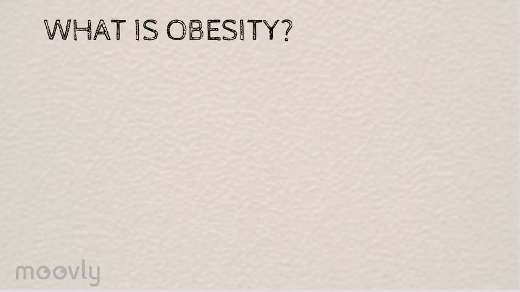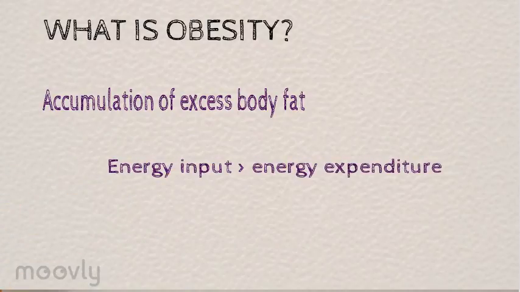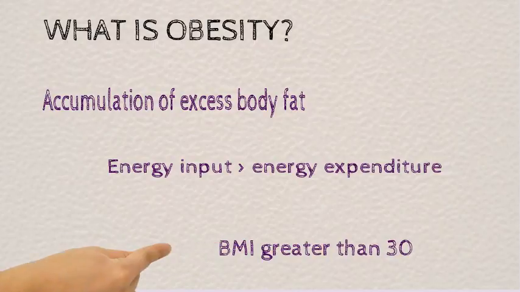What is obesity? Obesity is an accumulation of excess body fat. It is a result of energy imbalance where more calories are taken in than are used up. Obesity is found in both children and adults. An adult is considered obese when they have a BMI greater than 30, and a child is considered obese when they have a BMI percentile of 95 and above.